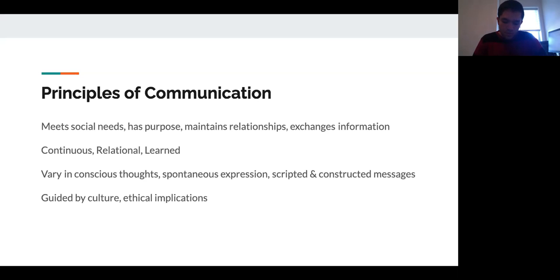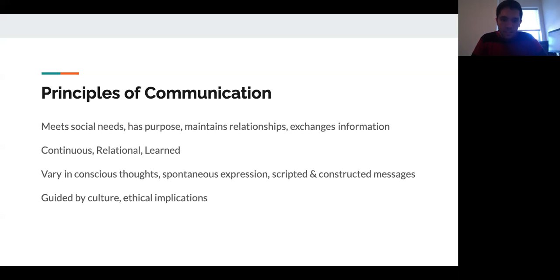It has a purpose to develop and maintain our sense of self. It has to meet our social needs, develop and maintain relationships. And it's continuous. It's relational as well, and it's learned. You have to have someone teach you this language in order for you to use it. It will always be done because communication is 80 to 90% of our time. And relational because it varies in conscious thoughts.